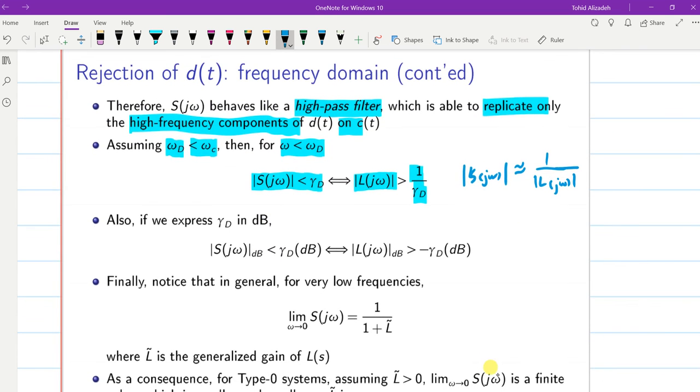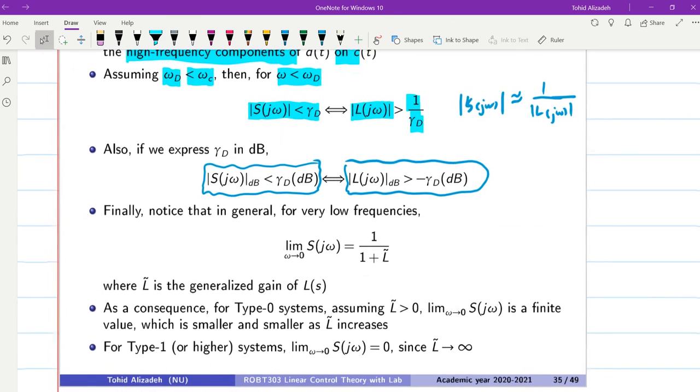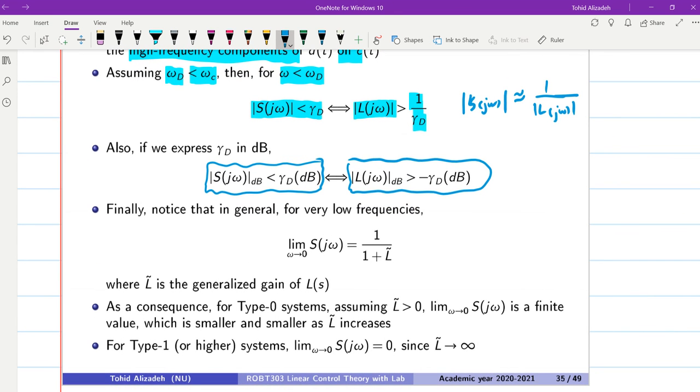And in decibels, since we want the amplitude of S to be smaller than gamma d, the amplitude of L should be bigger than minus gamma d in dBs. Finally, we have the general case in which, for very low frequencies, we know that S of j omega, as omega goes towards 0, will be equal to 1 over 1 plus L tilde, because S is equal to 1 over 1 plus L.